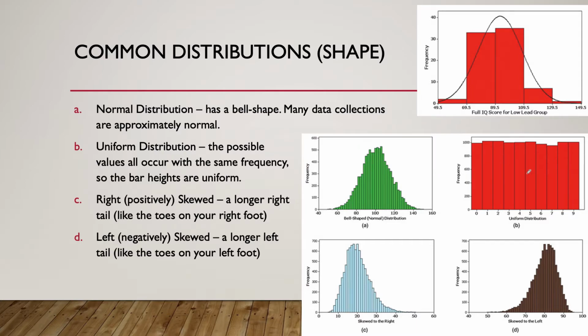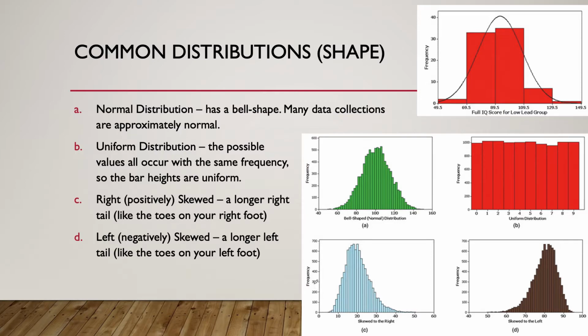The uniform distribution, this is where the possible values all occur with almost the same frequency. I say almost because not all these bars are the same height, but most of them are, which is why they're pretty much uniform and why this is a uniform distribution.